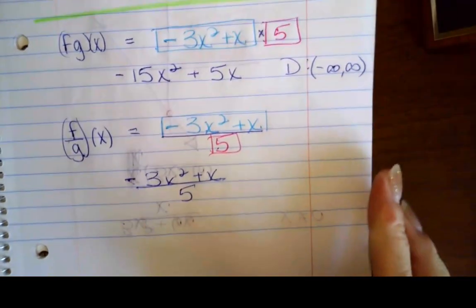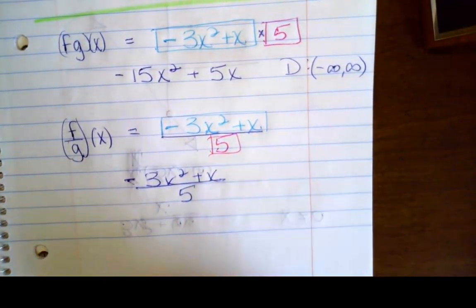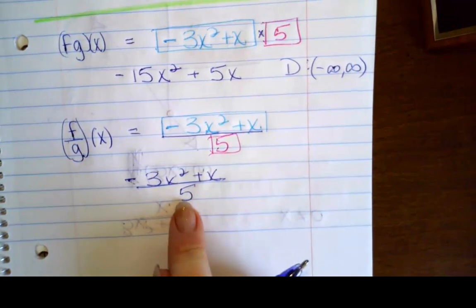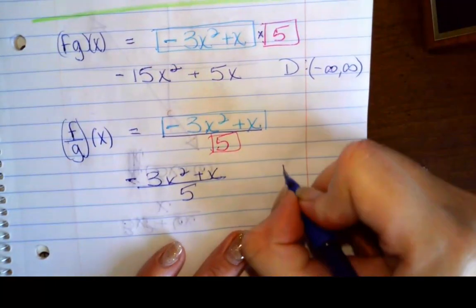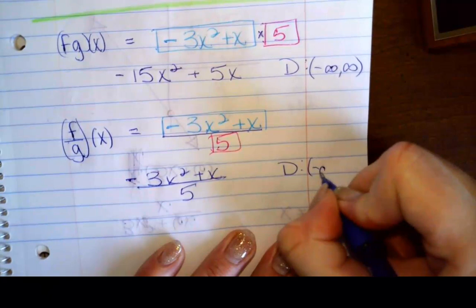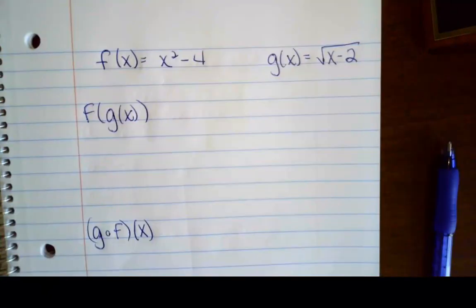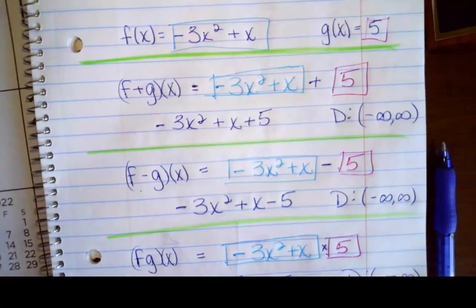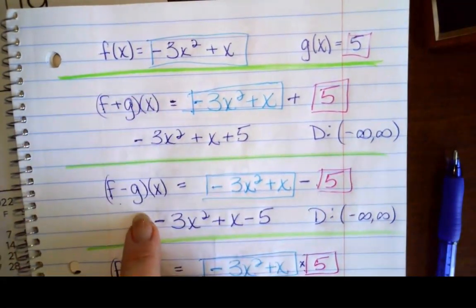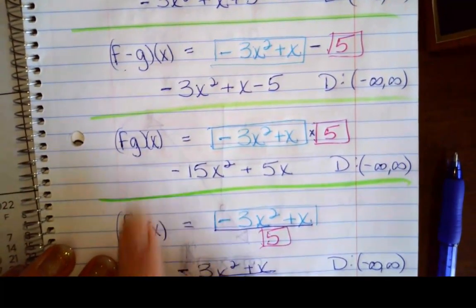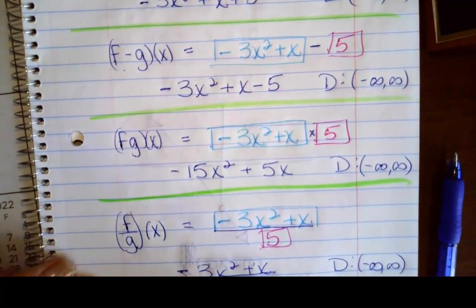What is your domain? My domain is all real numbers, unless I see variables in denominators. I have a denominator, but there's no variables in it. So my domain is all real numbers. We notice now that we are doing composition functions, when we look back here, we added, subtracted, multiplied, and divided. And we got our answers.